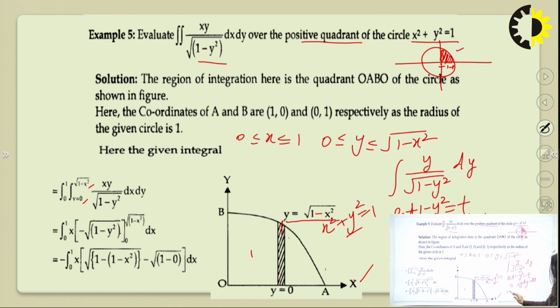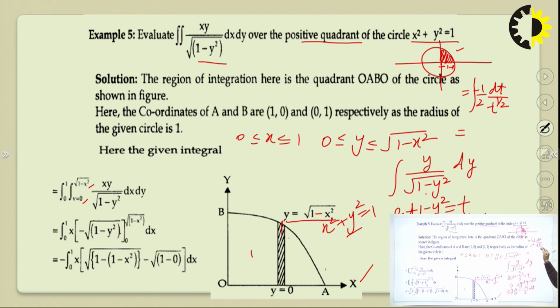This implies that y dy is equal to minus 1 by 2 dt. So the integration will convert to this form: y dy is equal to minus 1 by 2 dt, and 1 minus y square is equal to t, so t power 1 by 2, and limits, and we will put the limits after finding this integration.